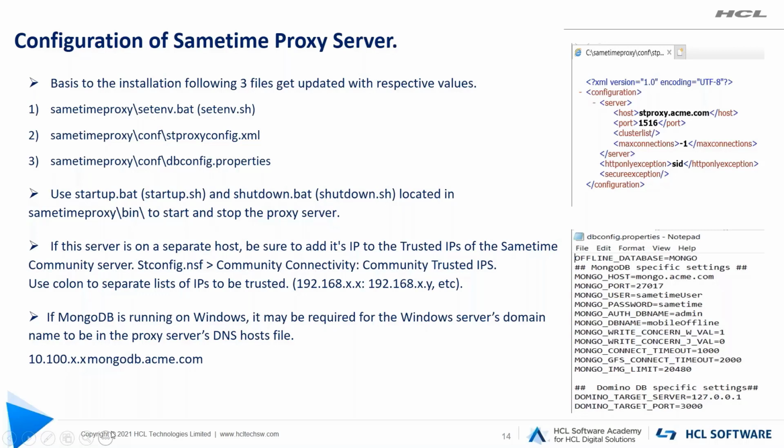Now let's come to the most important part. If your proxy server is hosted on different hardware than the community server, then you should add its IP address in the trusted IPs list of the community server's stconfig.nsf. And if your MongoDB is already hosted on a different Windows server, then add its FQDN with its IP address in the proxy server's host file. You can even manage this better via a DNS server. Moving to the next slide.